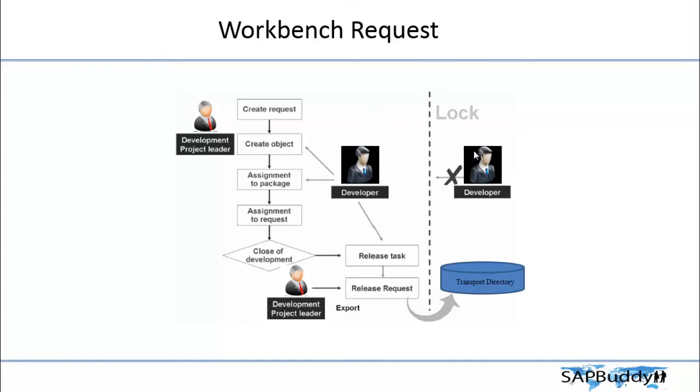So whenever that specific object is assigned to a task or TR which is not yet released, that means it is being worked on by the specific developer, then it will be locked. Unless the TR is released, this specific object will not be available for other developers for any changes. That's what this locking mechanism means.